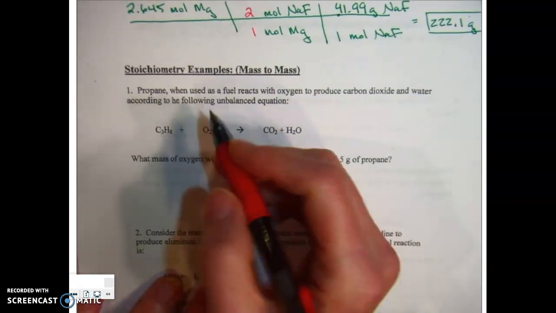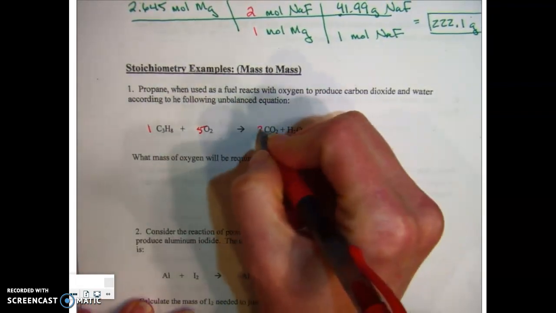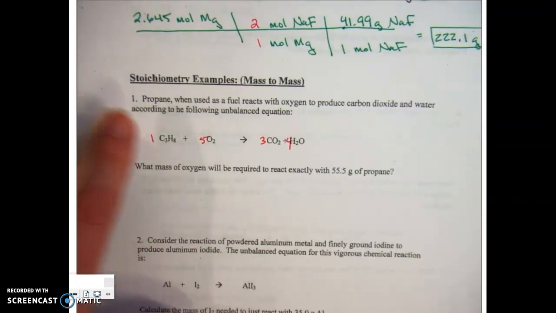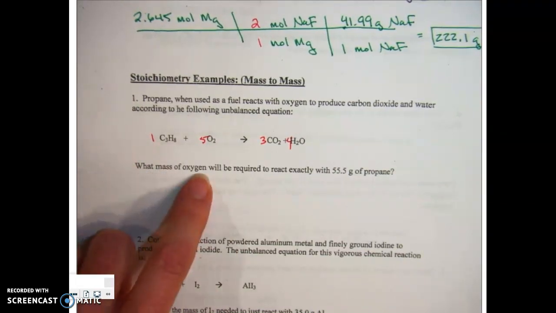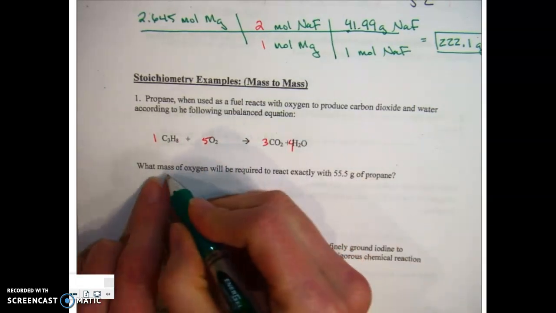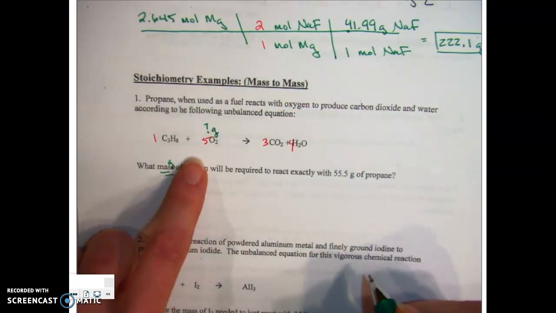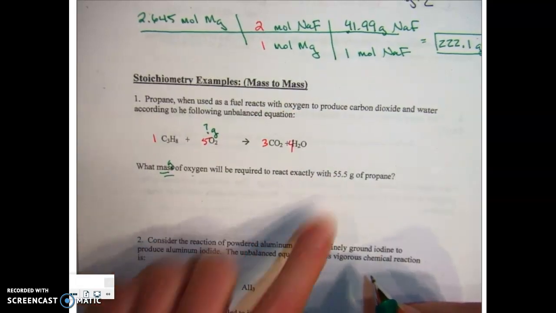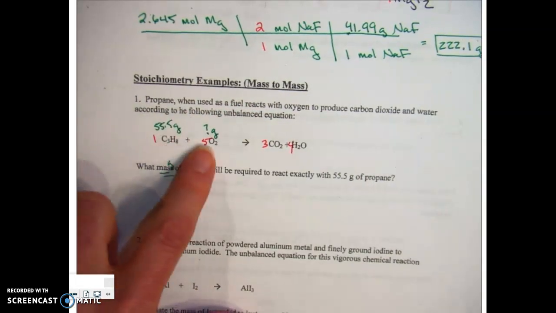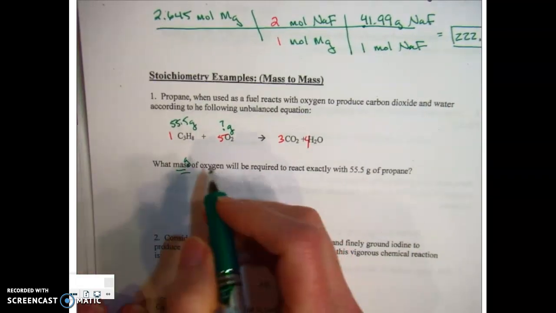The first one here, you need to balance this chemical equation. Again, I'm going to put the 1, even though it's bad form. You've got 3 CO2s and 4 waters. What mass of oxygen will be required? So right away, the question is the mass of oxygen. So that's grams of O2. I need to know how many grams of O2 are required to react with 55.5 grams of propane. I encourage you to label it over these chemical equations so that you can keep everything organized. Start with what you know.